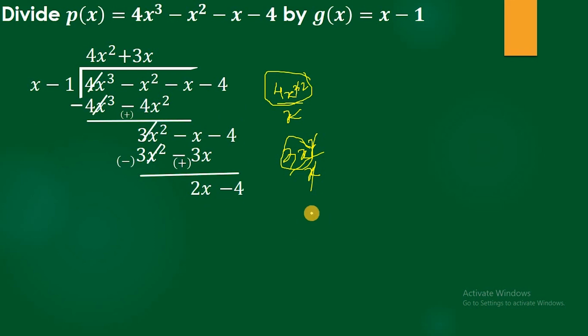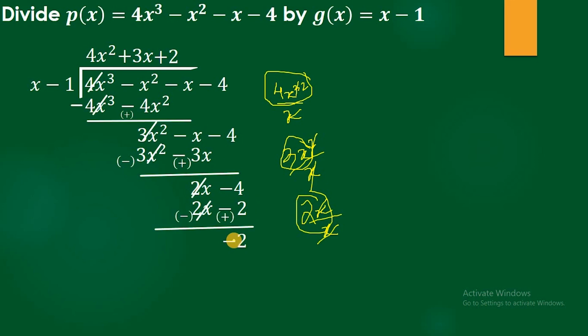Now the first term is 2x here. So we'll write 2x and you divide it by the divisor's first term x. x and x get cancelled, so you'll get only 2. So we'll write here plus 2, and plus 2 into x minus 1, you will get 2x minus 2. So when you subtract it, both the signs will change. So here like terms with different signs will get cancelled, and minus 4 plus 2 you will get minus 2.